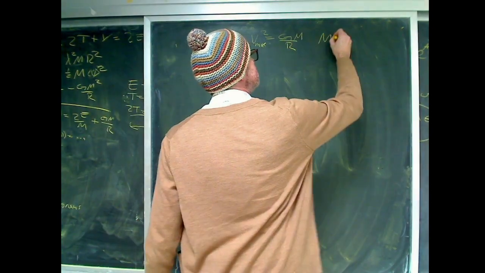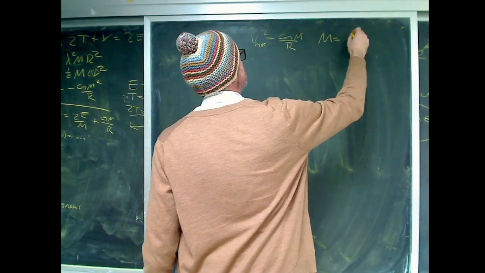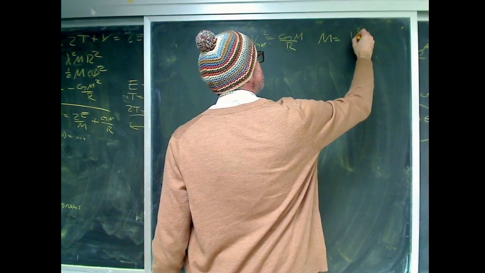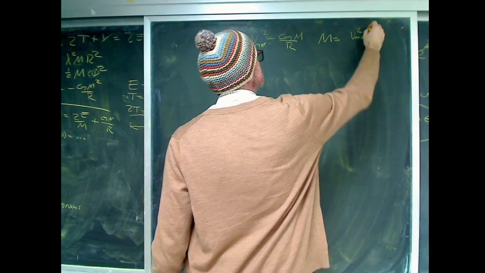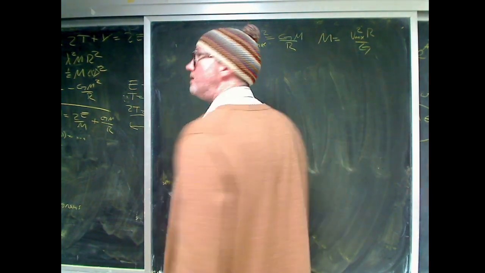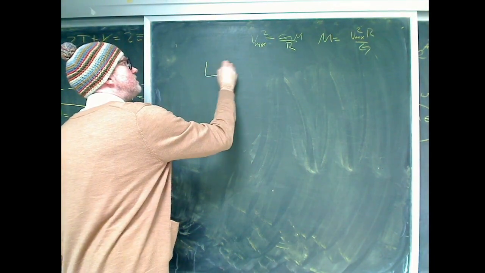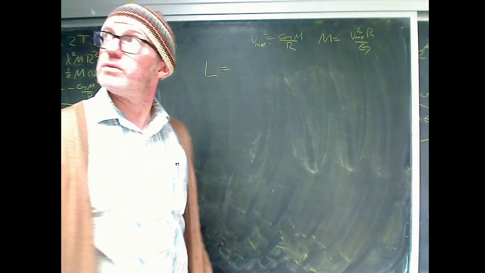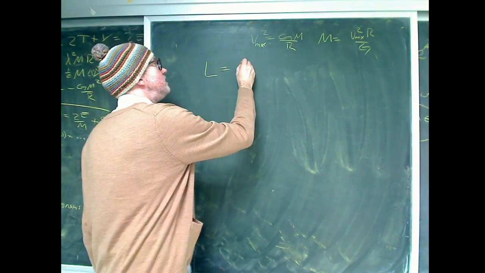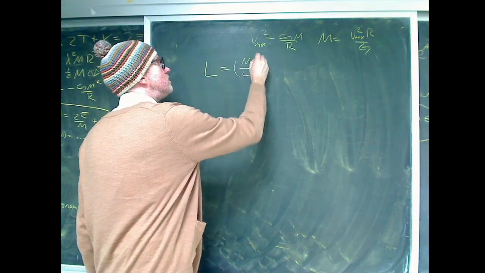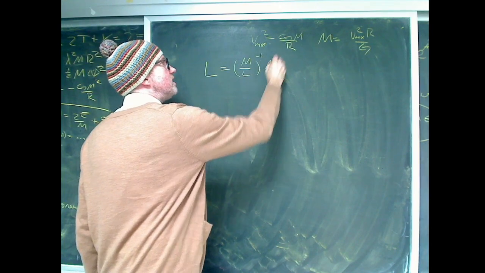Rearrange this to get the mass equals V squared max times R over G, right? The luminosity, which is the thing that I can measure, is just 1 over the mass to light ratio times the mass.